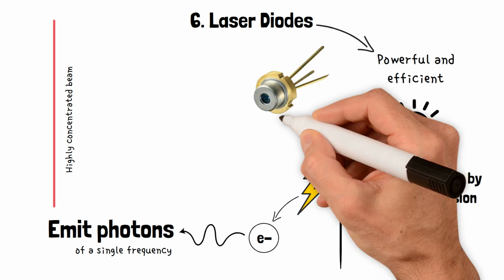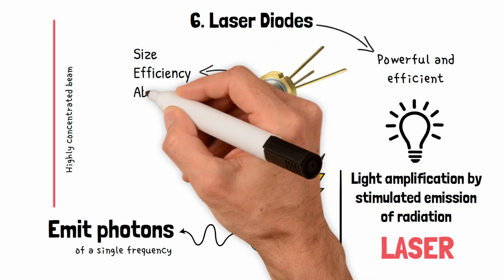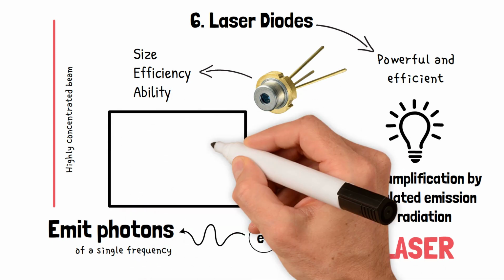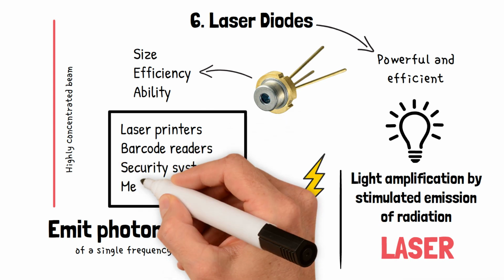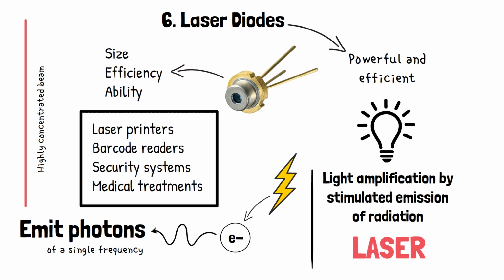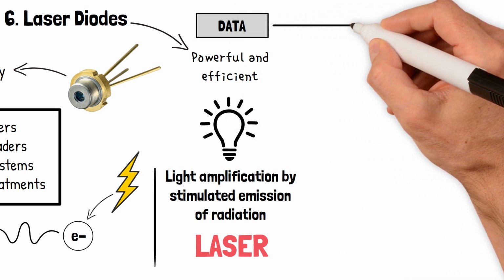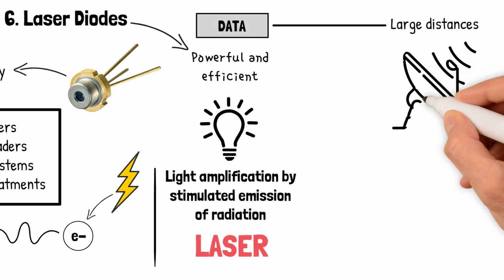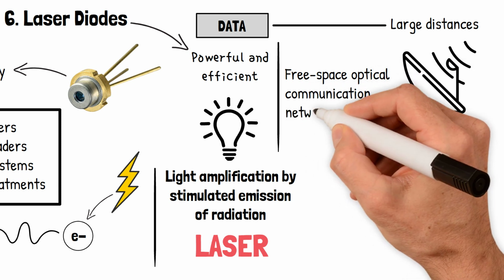The use of laser diodes has become increasingly popular over the years due to their size, efficiency, and ability to generate beams of highly concentrated energy. They are used extensively in applications such as laser printers, barcode readers, security systems, and even medical treatments. Due to the unique physical properties of the light produced by laser diodes, they are also capable of transmitting data over large distances with minimal distortion or interference from other sources. This property has made them indispensable for optical telecommunications links and free-space optical communication networks.